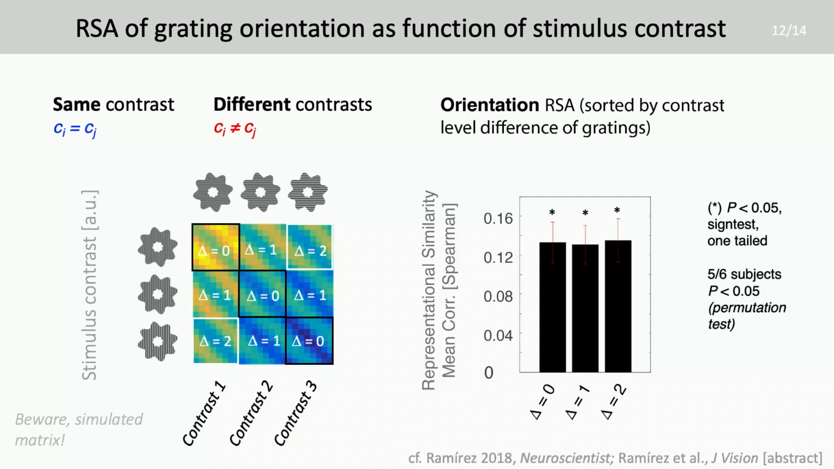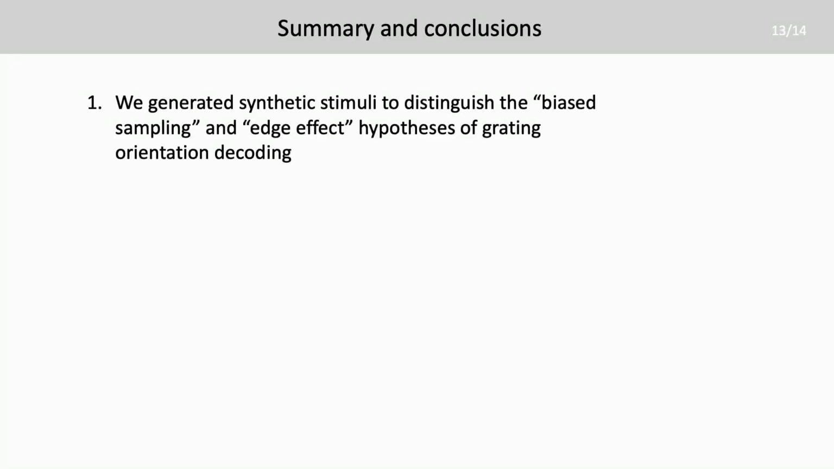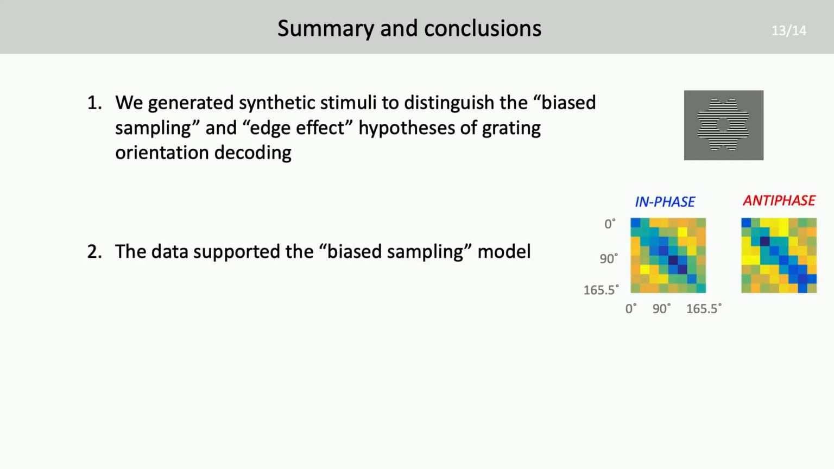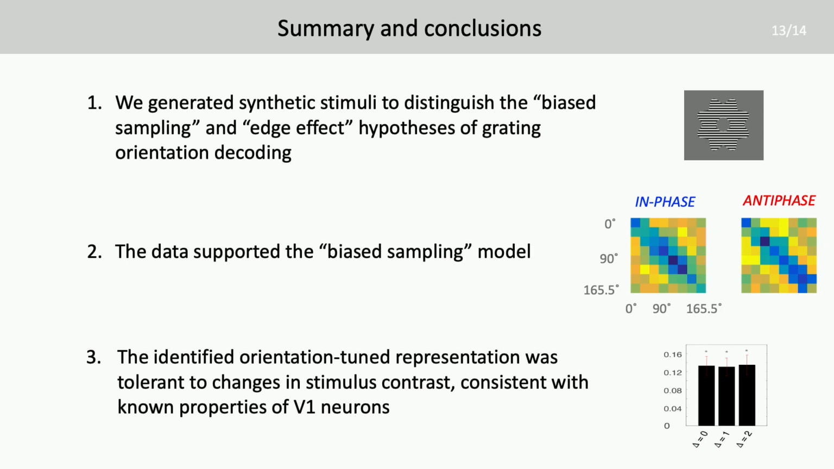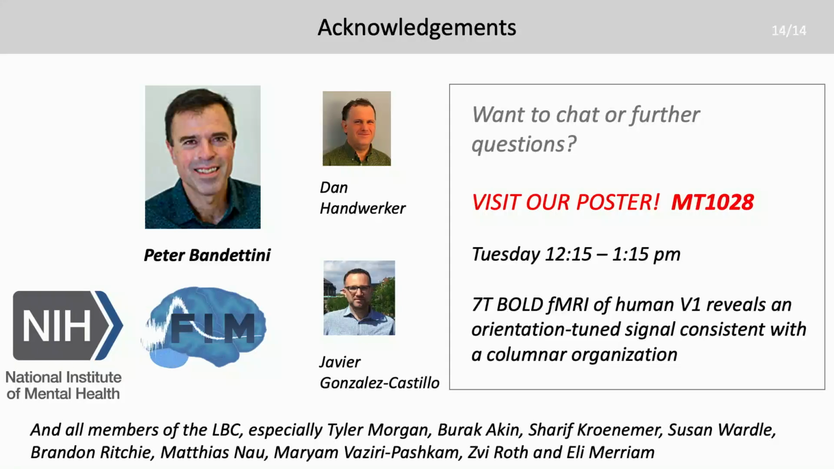The representation of grading orientation was found to be consistent across subjects and contrast levels. To summarize, we generated synthetic stimuli to distinguish the bias sampling and edge effect model of grading orientation decoding. The data supported the bias sampling model, not the edge effect model. Finally, the identified orientation tune representation was tolerant to changes in stimulus contrast, consistent with known properties of V1 neurons.